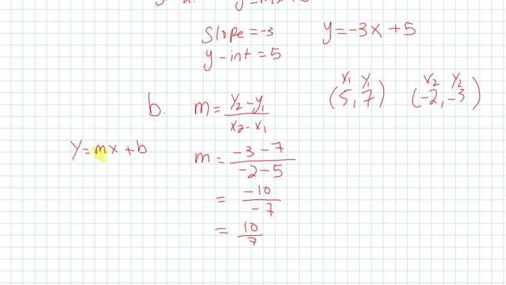Throw some ideas at me. How do I find the y-intercept? So far I know this. Let me write it for you. So far I know that y equals 10 over 7 x plus b, because I know m, but I don't know what b is. How can I find b?